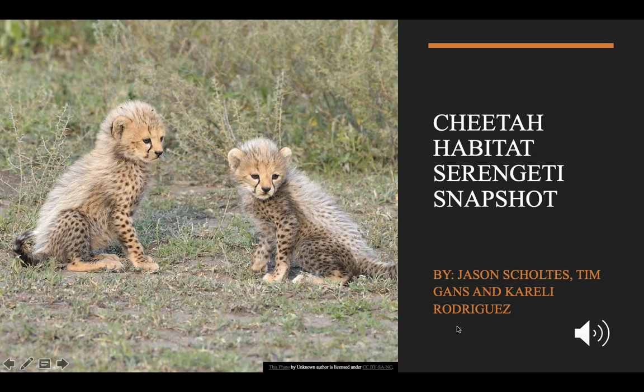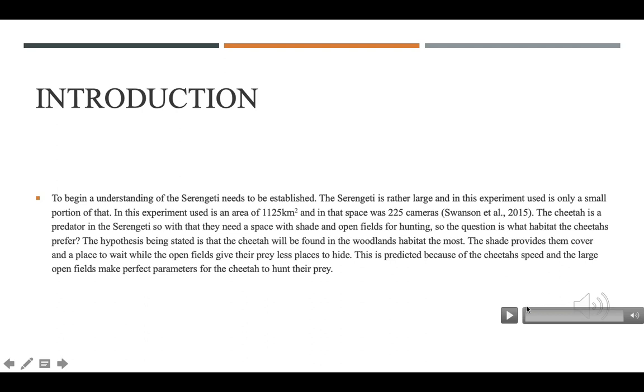Our project was on the cheetah habitat Serengeti snapshot. So for the introduction, to begin, we needed an understanding of the Serengeti. Serengeti is a national park, and it is rather large, but in this experiment we only used a small portion of that. We used an area of about 1,125 square kilometers, and in that there were about 225 cameras. In hindsight, the Serengeti is about 25,000 square kilometers, so we really used a small portion.